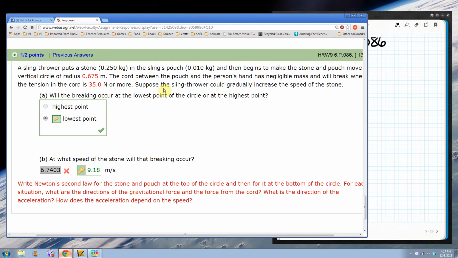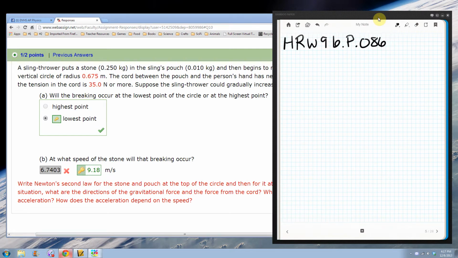Suppose the sling thrower could gradually increase the speed of the stone. Will the breaking point occur at the lowest point of the circle or at the highest point? It's the lowest point, because at the lowest point of the circle the cord has to have enough tension to, let's see, here's the stone, and say this thing is traveling in a circle. There's the center of the circle. Okay, not a perfect circle, but whatever.